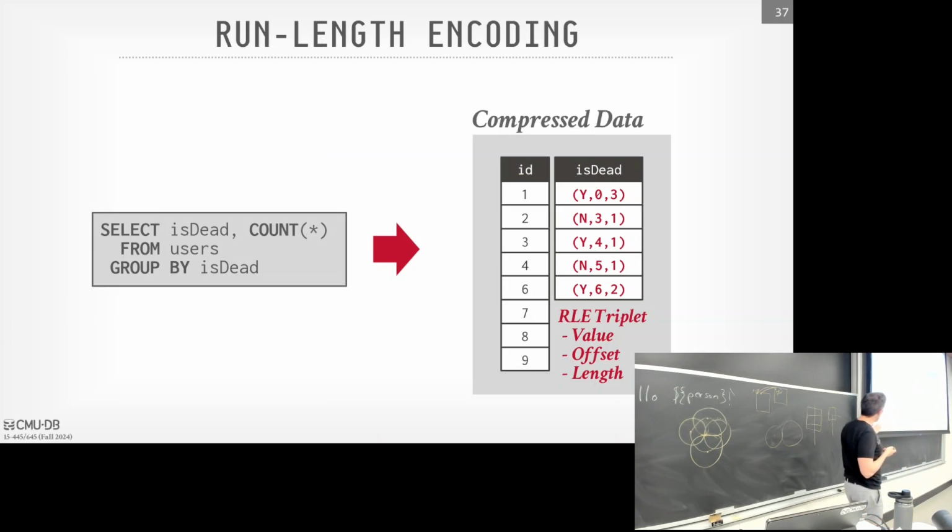But now for a query like this, like count the number of people that are dead and group by whether they're dead or not, I can just rip through the compressed data and just count up the number of times the repeated values, and that'll produce my answer real quickly.